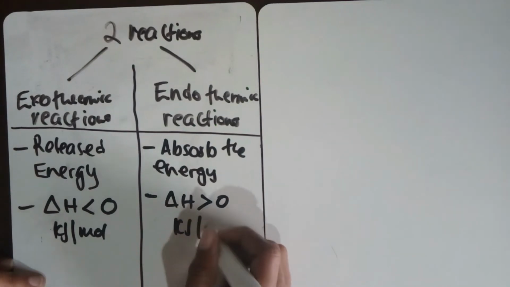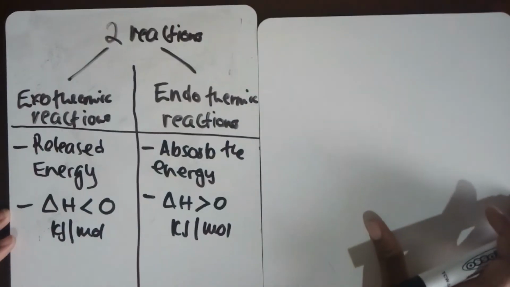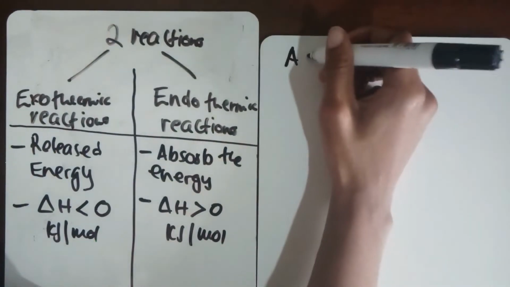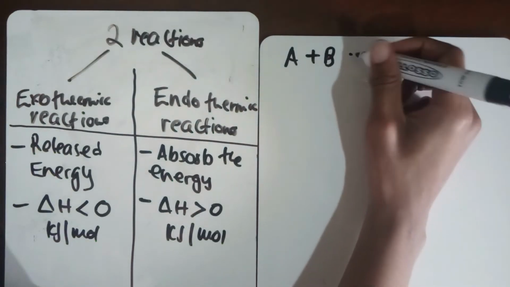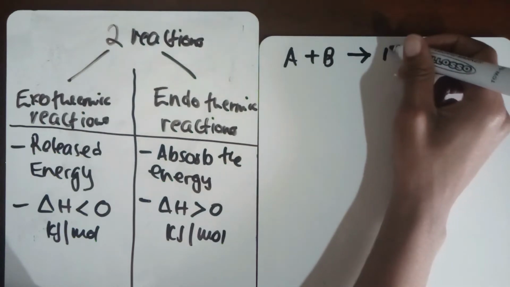So kJ per mole. Let me try to explain with an example if you're given an equation. So if you're given an equation, say A plus B, let's say, then they say this reaction gives C plus D.